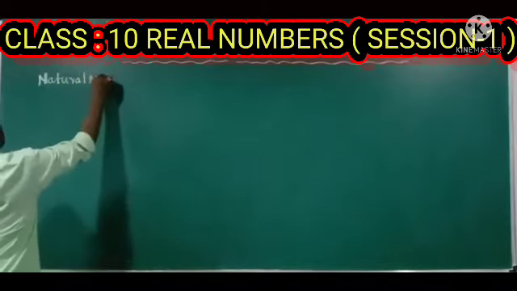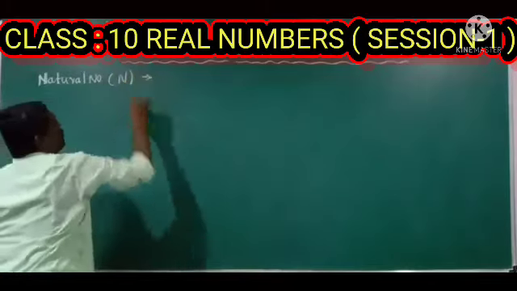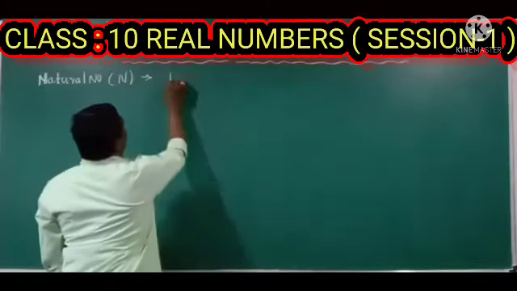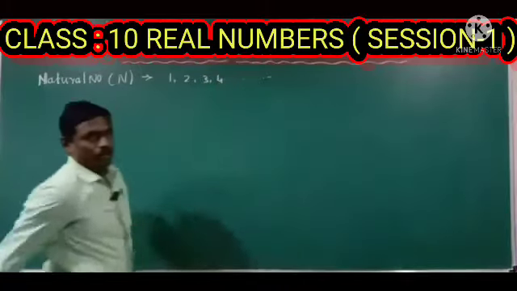Natural numbers are denoted by the symbol N, and they start from 1, 2, 3, 4 and so on, right?